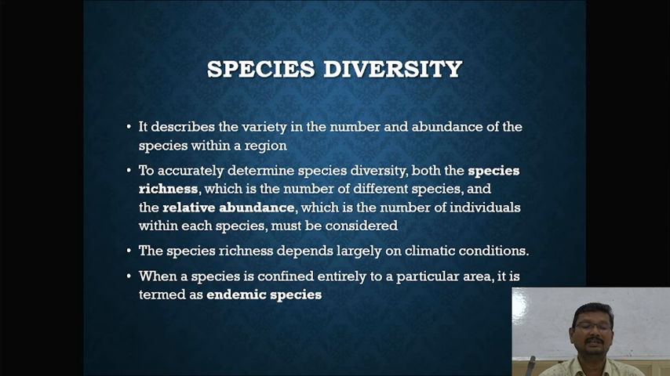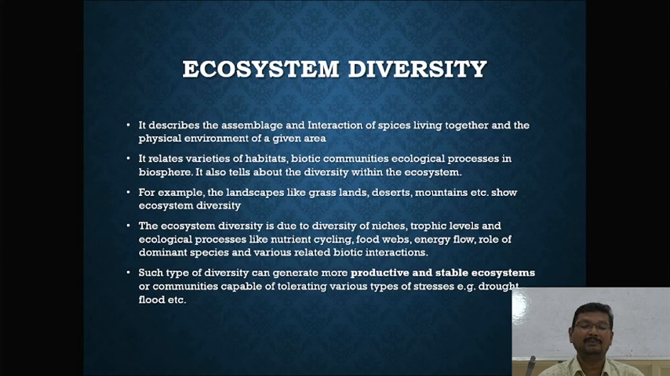Species diversity describes the variety in the number and abundance of the species within a region. To accurately determine species diversity, both the species richness, which is the number of different species, and the relative abundance, which is the number of individuals within each species, must be considered. The species richness depends largely on climatic conditions. When a species is confined entirely to a particular area, it is termed an endemic species. Here two types of species are there: vulnerable species and endemic species.